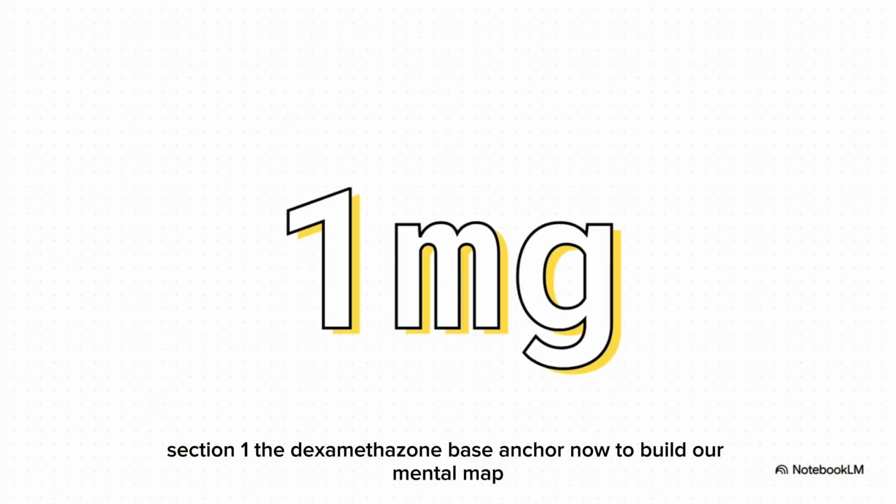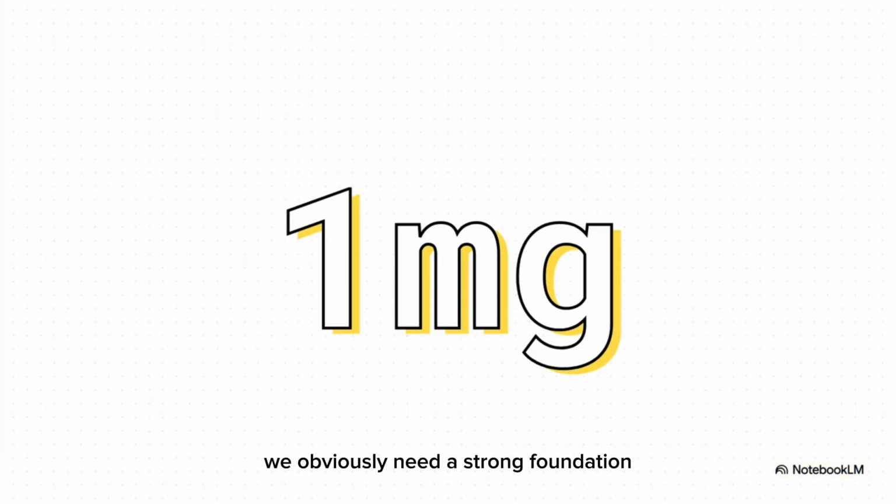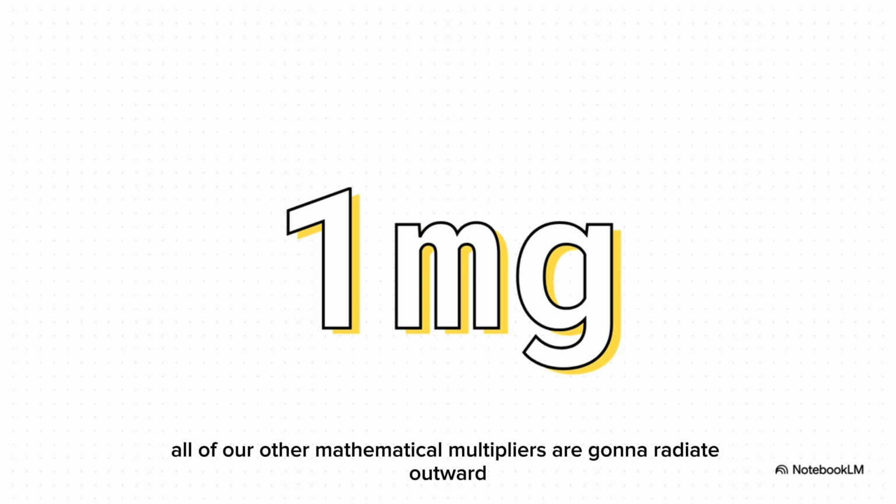Section 1. The dexamethasone base anchor. Now, to build our mental map, we obviously need a strong foundation. Every good memory system relies on an anchor, right? A fixed point from which everything else is measured. So the absolutely crucial point here is establishing our anchor, 1 milligram of dexamethasone. Picture that bright blue circle sitting right in the center of the map. 1 milligram. This is our baseline. Whenever you're trying to calculate a conversion on the wards, I want you to mentally start right here at the number 1. From this single unit of dexamethasone, all of our other mathematical multipliers are going to radiate outward.